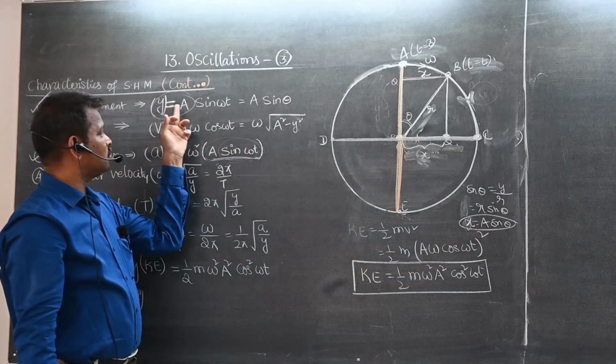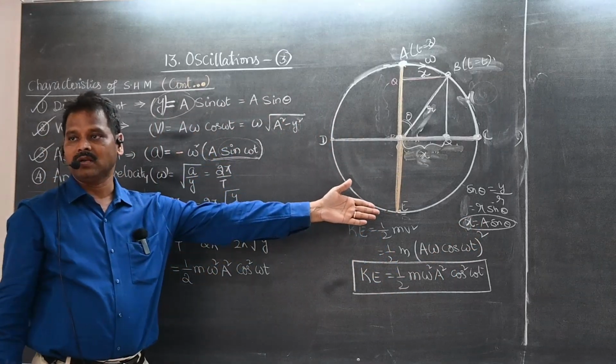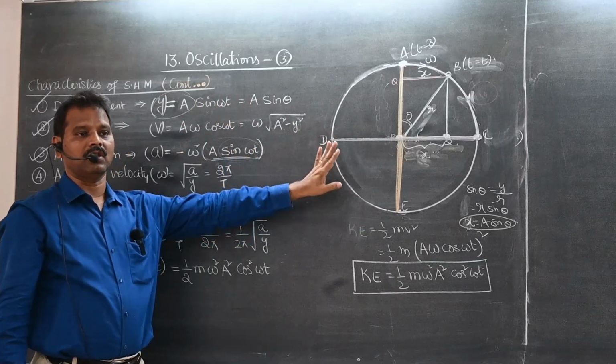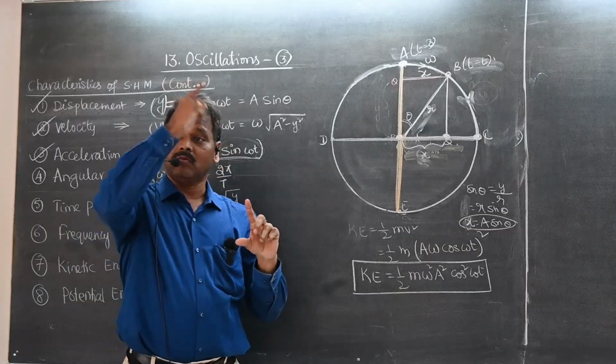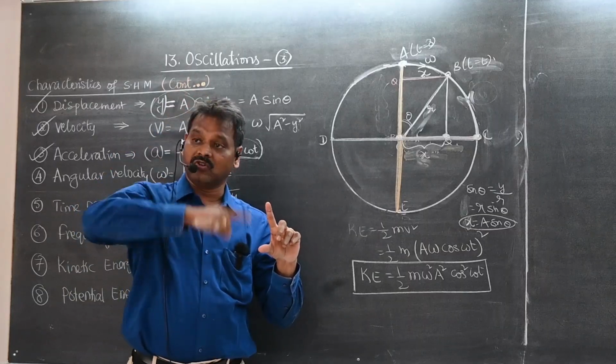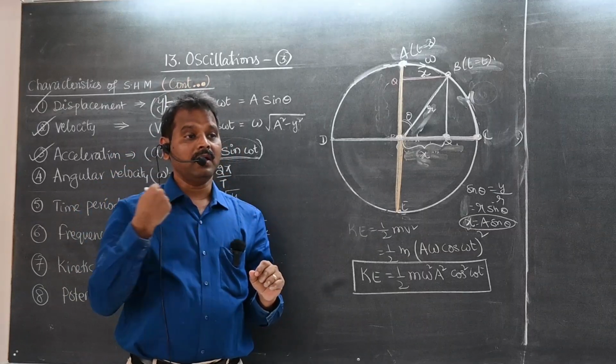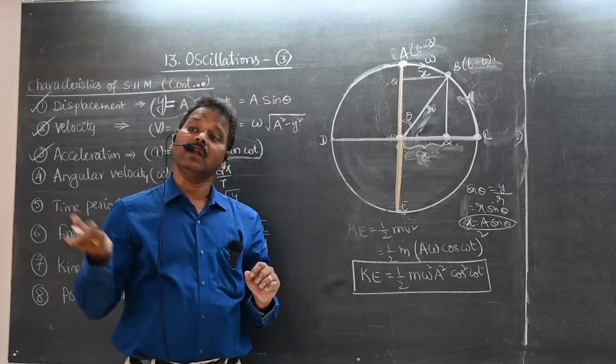Here I got y is equal to a sin theta. Here I got x is equal to a sin theta. The only difference. So a particle may execute a simple motion along the y-axis, or it may move along the x-axis in another problem.